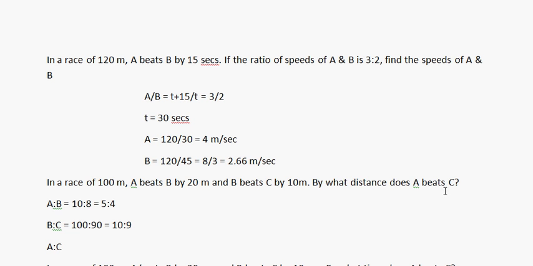A would beat C in the same ratio as the ratio of their speeds, right? So A ratio B is given, B ratio C is given. If we multiply both these, A ratio B into B ratio C, we would get A ratio C, A by C. So this would be equal to 5/4 multiplied by 10/9, which is equal to 50/36. So the ratio of speeds of A and C is 50:36, or we can write it as 100 ratio 72.